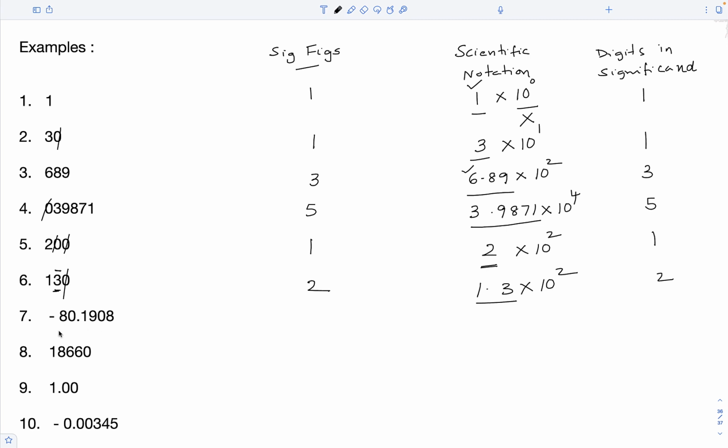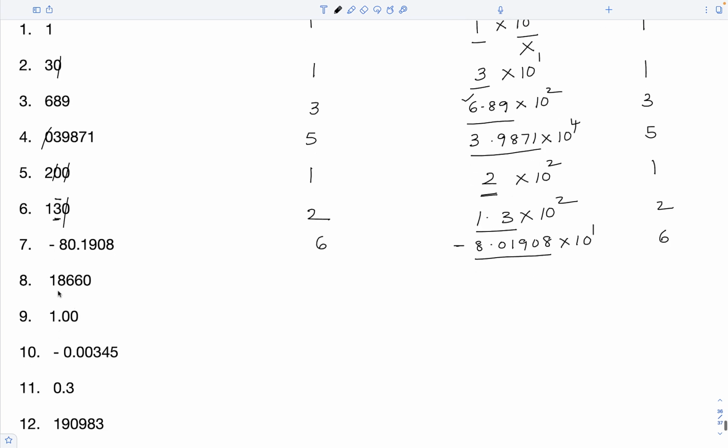And in the next measurement, we have a negative number. And for the purpose of figuring out significant figures, you can ignore its sign. It doesn't matter. And there are how many? 6 significant figures in this measurement. And the same can be represented by using scientific notation as minus 8.01908 times 10 to the power of 1. And by looking at this significand, we can easily understand that there are 6 significant figures. Also, there are 6 digits in this significand.